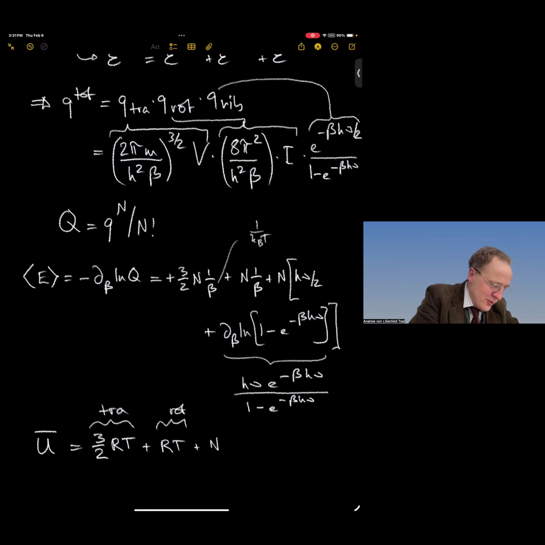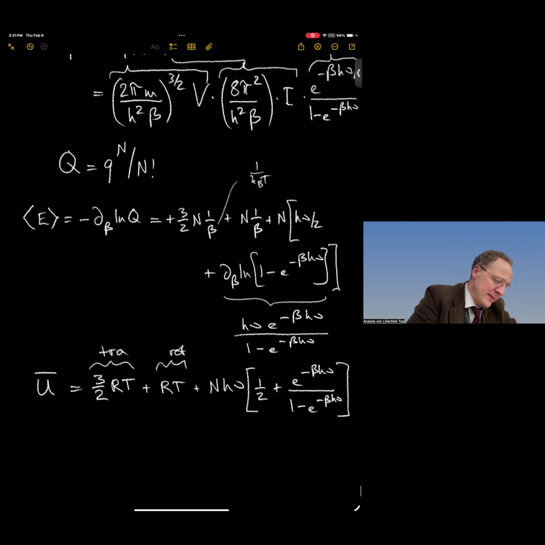And then I have a vibrational term where I don't have my kB. So I'm still operating with N. And there's still the 1/2 left, which I factored out, plus the ratio of e to the minus beta h nu divided by 1 minus e to the minus beta h nu. Okay. And this is the vibrational contribution.